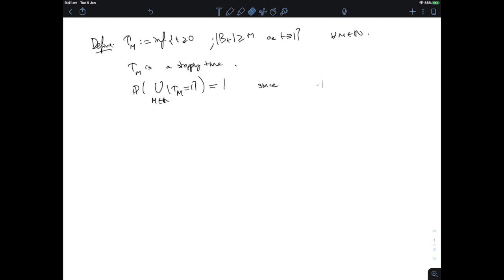So let's put it this way. Since there exists a set A in sigma, which has probability 0, such that for every omega not in A, t goes to Bt of omega is continuous and therefore bounded on [0, 1], because [0, 1] is a compact interval. The image of a compact interval by a continuous function is bounded. So for every omega outside of the set of trajectories that may be discontinuous, but that set has probability 0, there exists a capital M such that Bt of omega is smaller than capital M for all t. Therefore, tau m has to be 1.